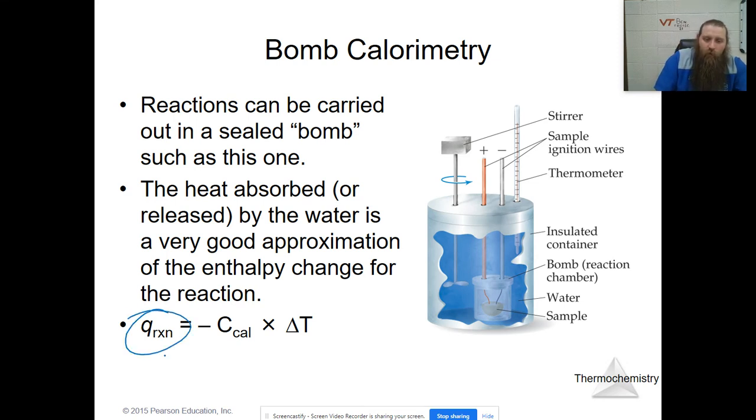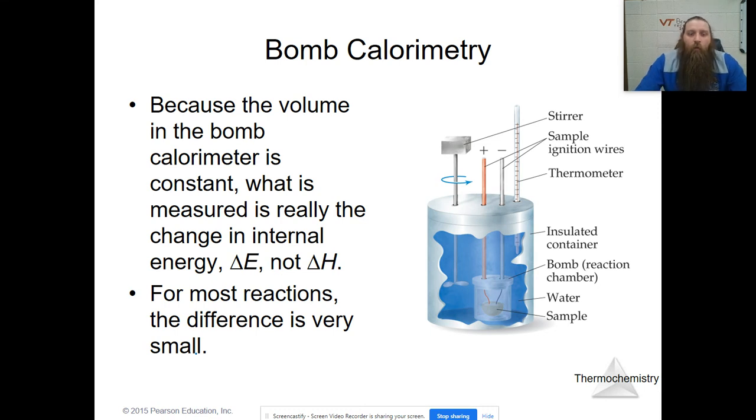A lot of times, remember, delta H equals Q. And so when we know Q, we know delta H. Those things go together. We know that the volume is going to stay constant, all right? Because of that, what we're really measuring is actually delta E, not delta H, but they're close enough that we can basically use them interchangeably.